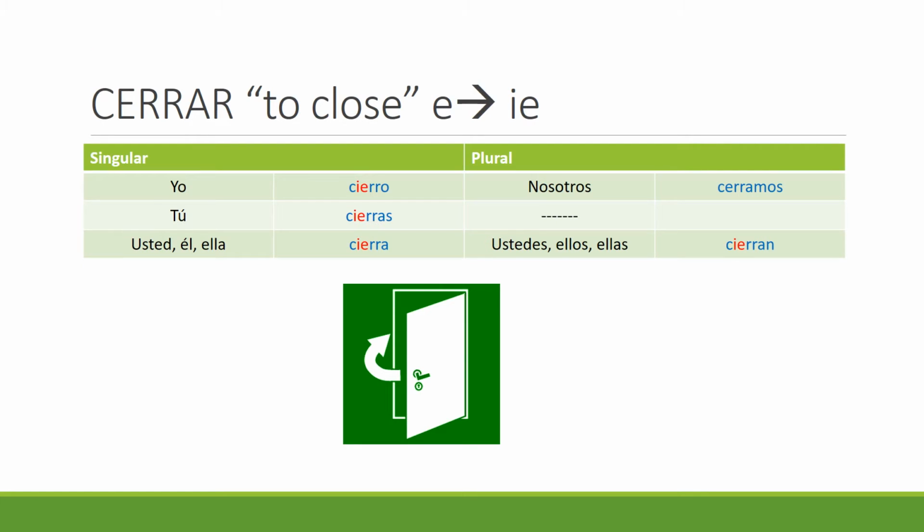Here's our example of cerrar, to close, E to IE. So typically, if you were following an AR pattern, you would think that the first person singular would be cerro. But in Spanish, because this is a stem changing verb, we're changing the E to an IE, cierro. As you can see, this occurs in all of the forms except for the nosotros form. So in the nosotros form, we keep the same stem of CERR, cerramos.